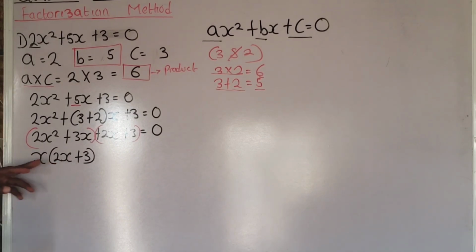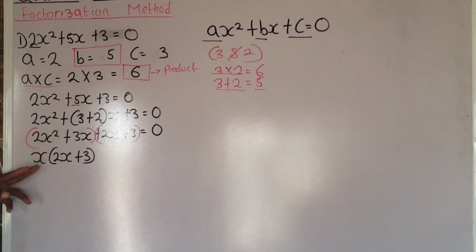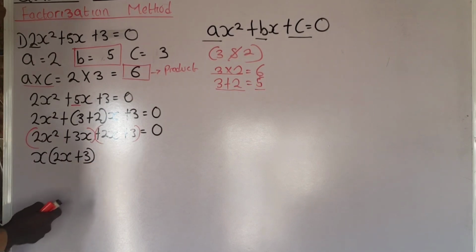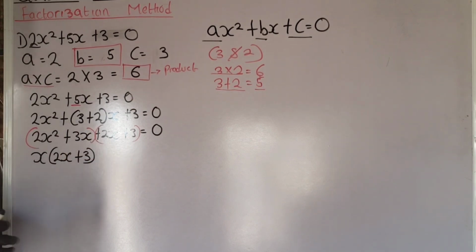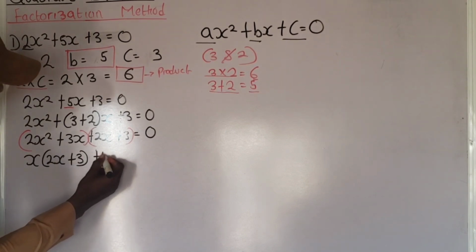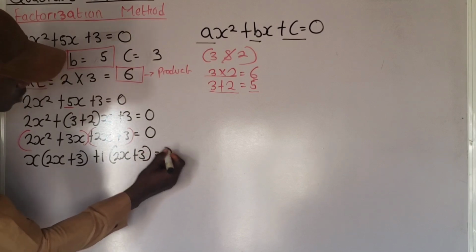Now let's try. Let's open this bracket using x. X multiplied by 2x, that will be what? 2x squared. X multiplied by plus 3, that will be what? Plus 3x. Do you understand? Okay? Now let's move to the second bracket. What is common to plus 2x and plus 3? The common term is what? Plus 1. So I'm going to have here plus 1 into bracket 2x plus 3. This will be equal to 0.